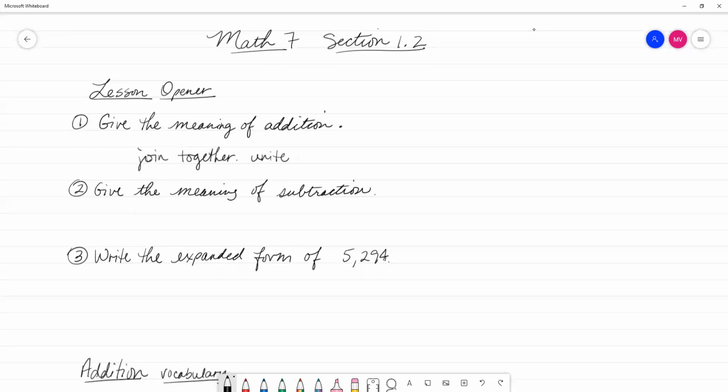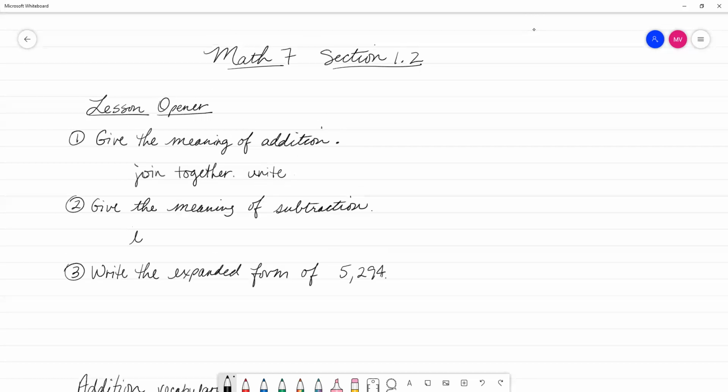The meaning of subtraction, and we use the meaning a lot of times when we use subtraction, is to take away or to reduce. So we might say 5 take away 4 equals 1, and we're subtracting 4 from 5. So take away, reduce.